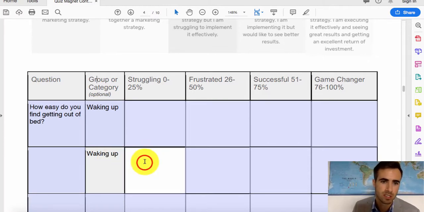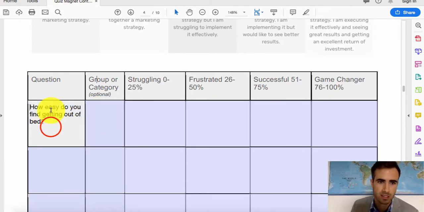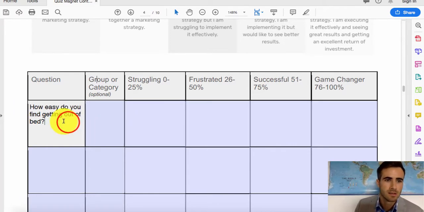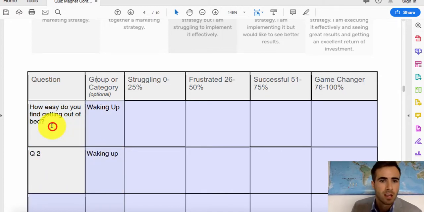And ultimately, I want to score someone about how they're doing in waking up. You don't have to have these groups or categories, so you can just leave them as is and just have the questions if this is okay for you. Once you have these, and I'll leave this in for now, just so you can see, waking up, and that would be question 2.